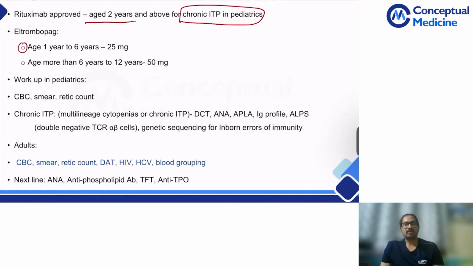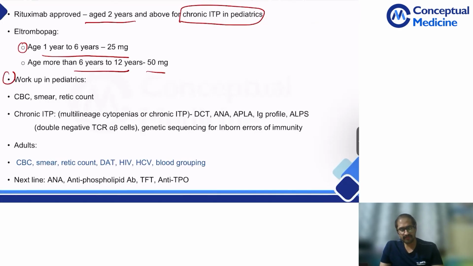And at what age did eltrombopag, which is a thrombopoietin receptor agonist, get approval? It's for age 1 to 6 years. Age beyond 1 year is the age for eltrombopag approval. So we start with 25 mg. Age more than 6 years to 12 years, we can start with 50 mg.